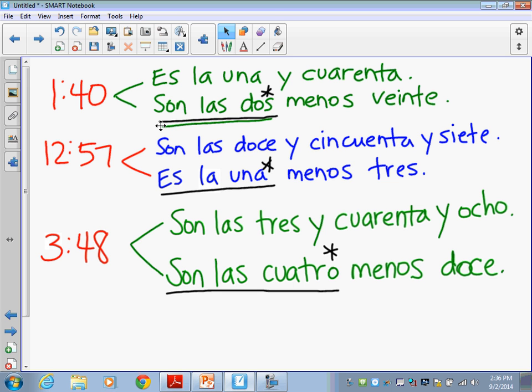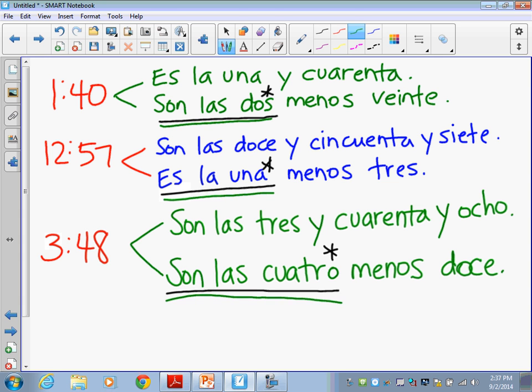Our second example, ¿qué hora es? Son las 12:57. It is 12:57. Or we could round up and we would hear es la 1 because it's almost 1 o'clock. How many minutes to 1 o'clock? Only 3. So es la 1 menos 3. It's 1 minus 3 minutes. Or it's 3 minutes to 1. 3:48. Son las 3:48. Okay?